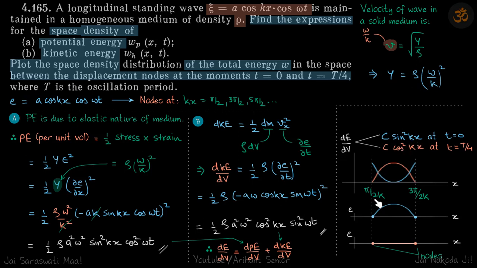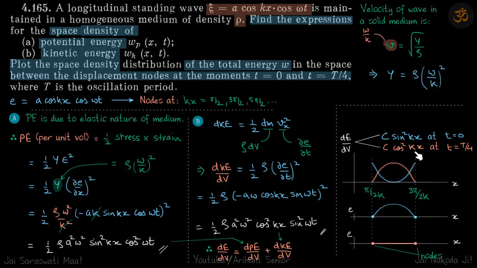So when you put pi by 2k here, this term will become 1. So it reaches its maxima here, d by dv. Then it will reduce to 0. And finally at 3 pi by 2k, if you put that value in x, this will again become 1. So it will go from c to c.